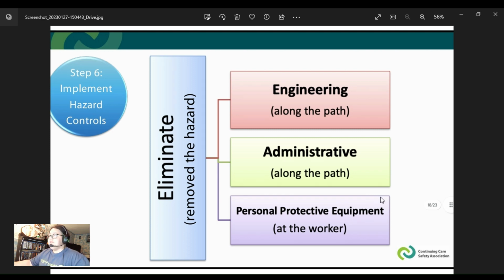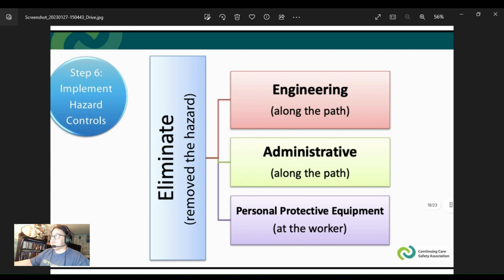Next up, we have administrative controls. Admin controls are thought of as soft controls for dealing with hazards. They're not as effective as engineering or eliminating the hazard. An example for administrative controls is training.